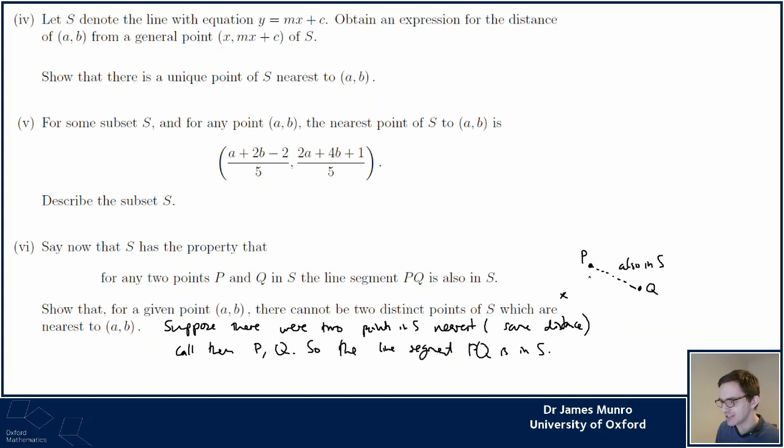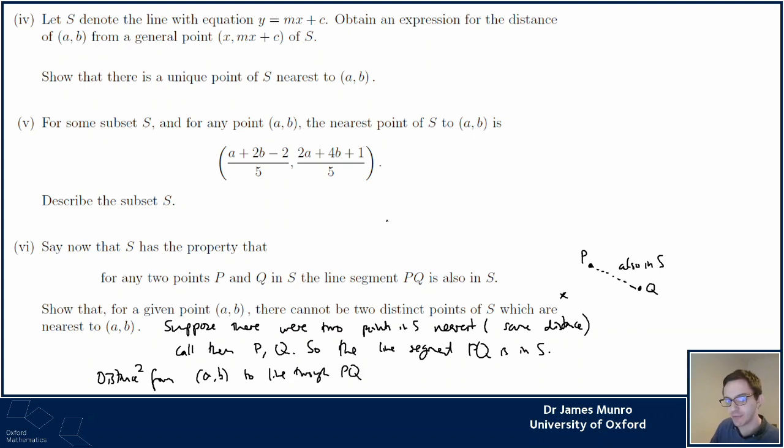This is like an isosceles triangle, right? And you've got the same distance to P and Q, well, just drop a perpendicular to the midpoint. And depending on how much you like Euclidean geometry, you can maybe write that up. I'm going to write it slightly differently. I'm going to use part 4 to say the distance squared from AB to the line through PQ.